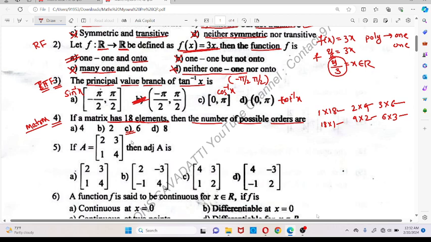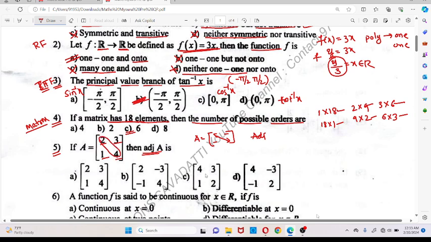Then we'll go with the fifth question here. If a matrix A is 2 3 1 4, then the adjoint of A is asked. The adjoint of A is nothing but, whenever a matrix A is a square matrix, its adjoint is simply given by interchanging the diagonal elements and changing the signs of the non-diagonal elements. Here the diagonal elements are 2 comma 4. If you interchange, you will get 4 comma 2.